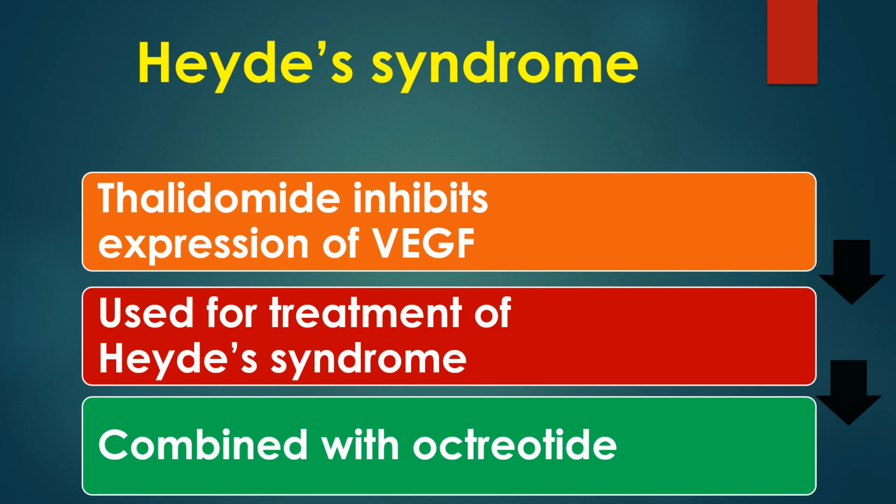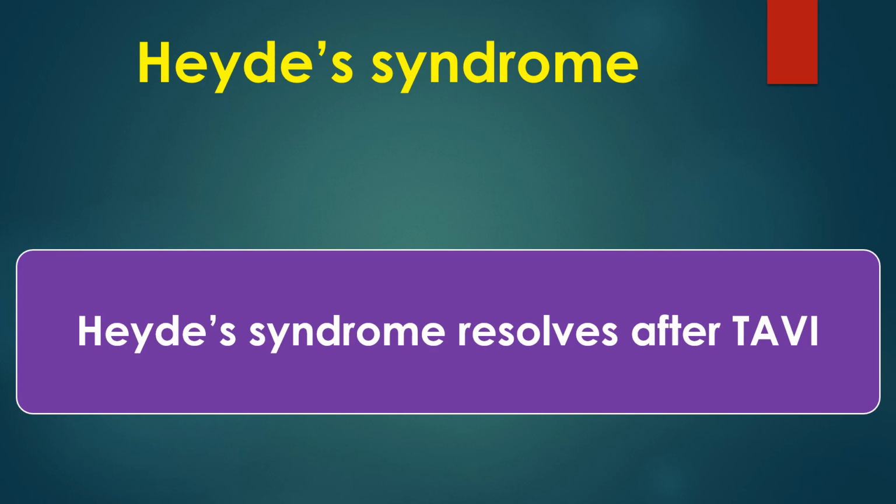For this reason, thalidomide, which inhibits the expression of VEGF, has been used for treatment of Heyde syndrome. Octreotide, which can reduce intestinal blood loss by vasoconstriction, in combination with thalidomide, may be more beneficial for the initial treatment of Heyde syndrome. Just as Heyde syndrome resolves after aortic valve replacement, it can resolve after transcatheter aortic valve implantation, or TAVI.